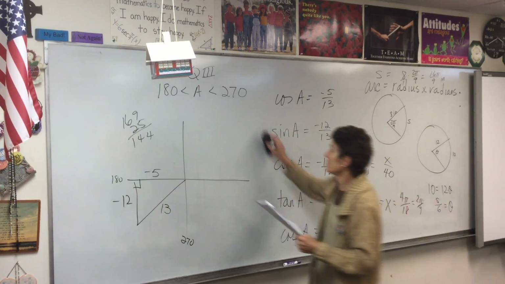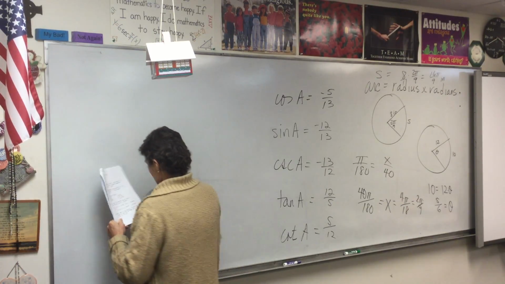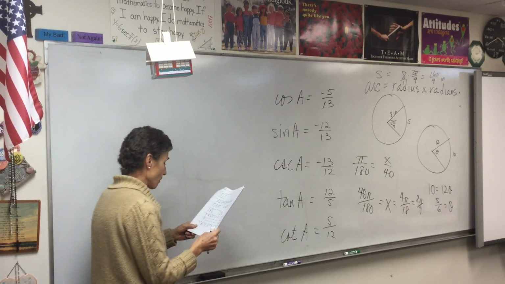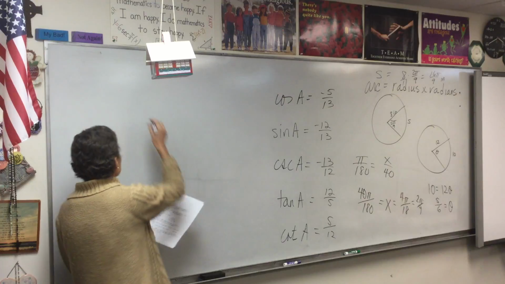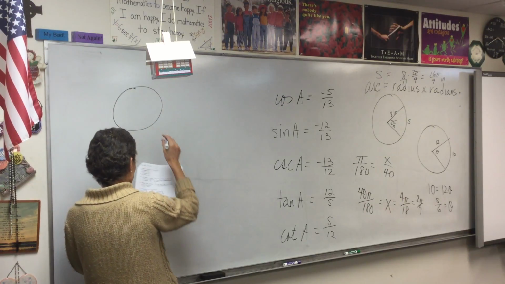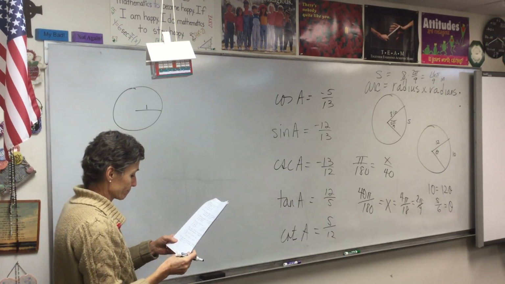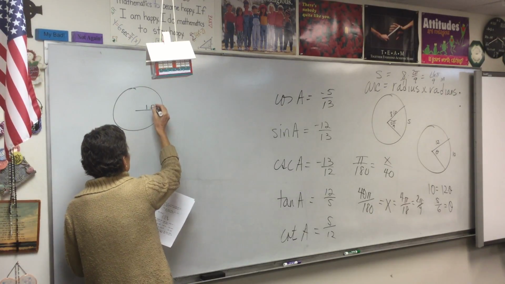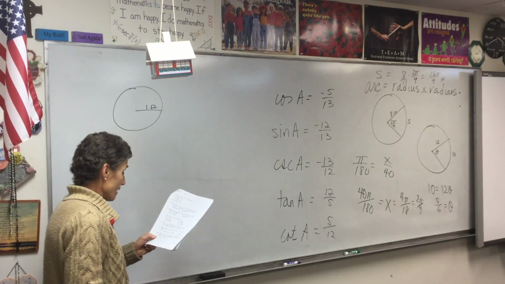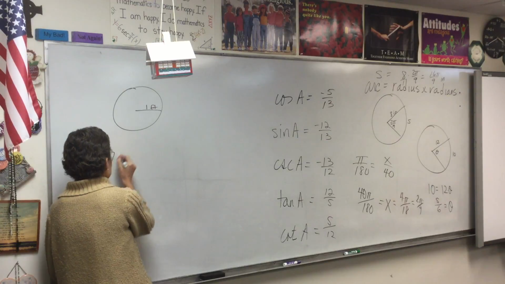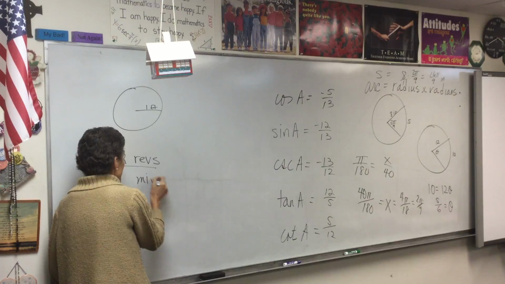And finally, number 7, and then you'll have this sheet done. How fast in miles per hour is a car traveling if its tires have a radius of 1 foot and they are rolling at a rate of 72 revolutions per minute? Okay, so the radius is 1 foot. And I've got 72, I'll just start with that, 72 revolutions per minute.